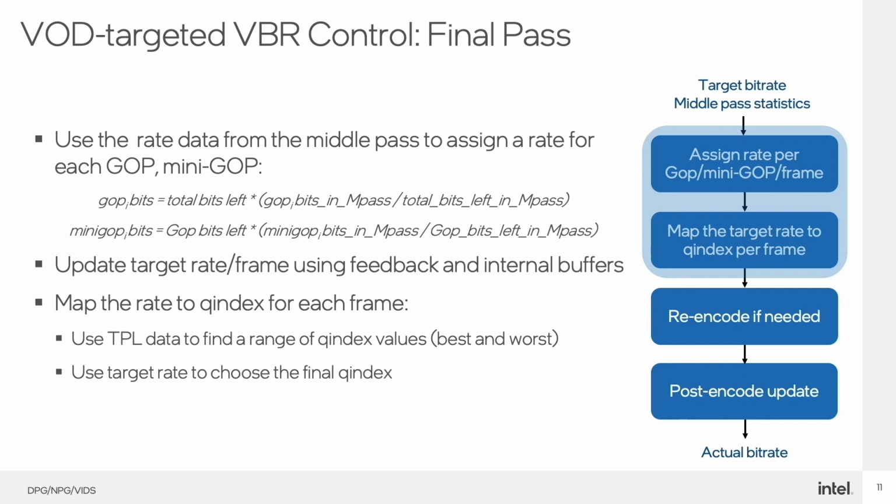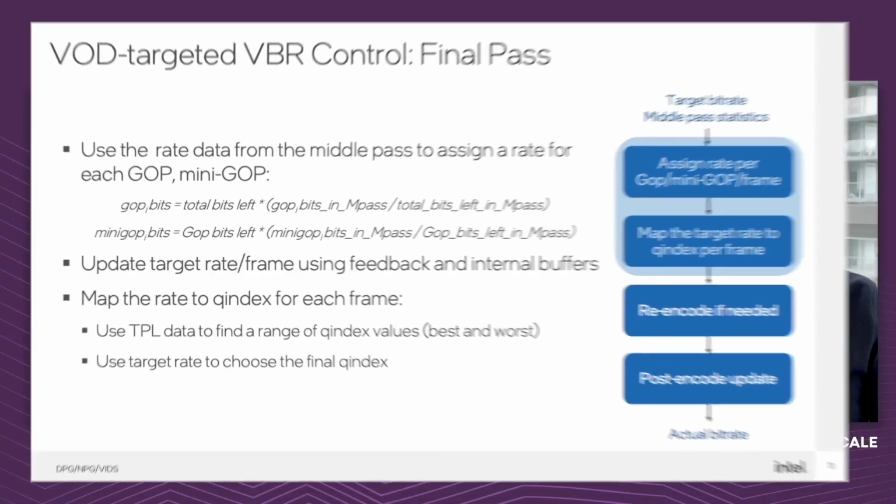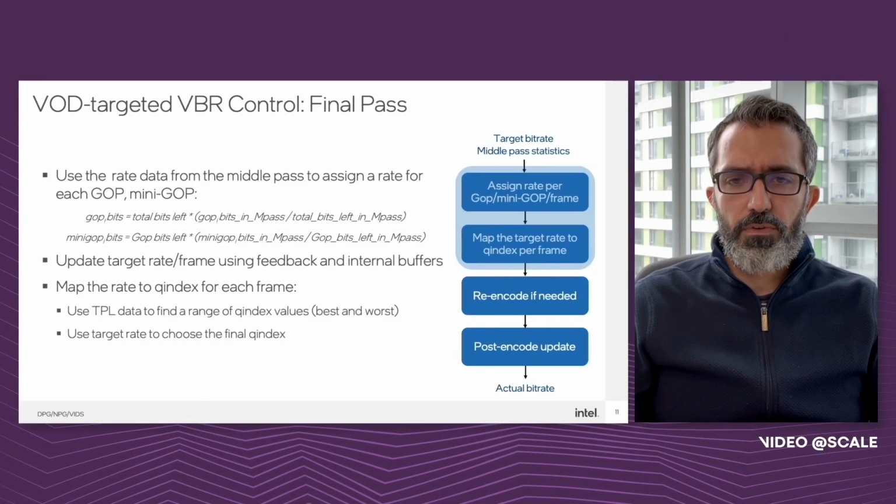After GOP rate assignment, we assign the target rate per mini GOP using the same concept. And the rate of each mini GOP is then distributed between frames by considering the feedback from previous frames and the current state of the rate control. So the next step is to map the rate into a Q index. Similar to CRF, TPL is used to find the range of Q indices. Then the rate control algorithm finds the QP index that has the closest rate estimate to the target rate in the provided range.